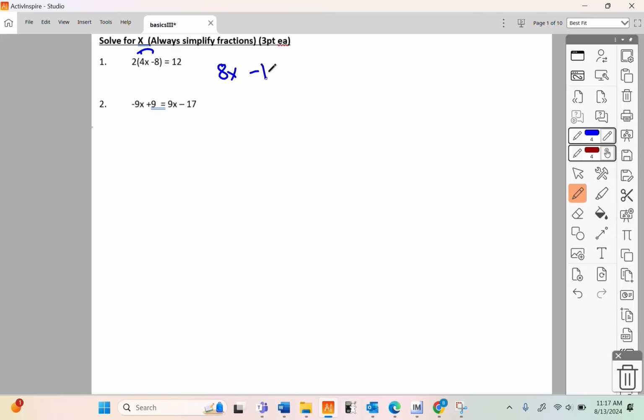2 times negative 8 is negative 16. We're still equal to 12. We're going to add 16 to both sides. That'll give us 28. And we're going to divide out that 8. And 28 and 8 are both divisible by 4, right? 28 over 4 is 7. 8 over 4 is 2, so 7/2.